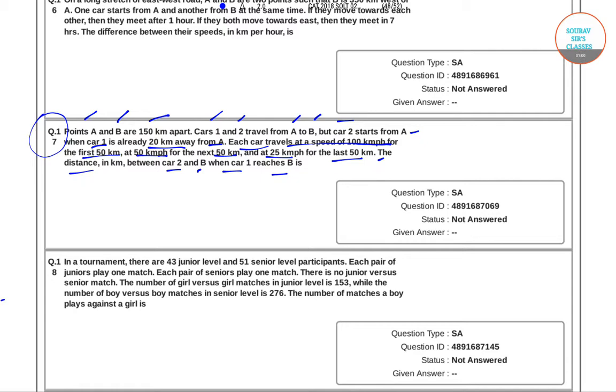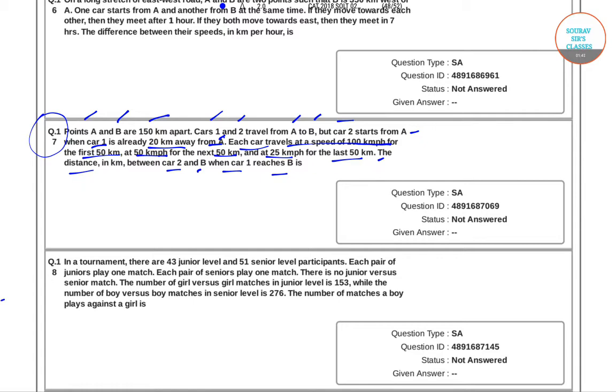So basically we have 2 points A and B 150 km apart. Now we have two cars, car 1 and car 2, and both travel from A to B. But there is a condition. Car 2 will start from point A when car 1 is already 20 km away from point A. Now there is a description of the various speeds of the car throughout the 150 kilometers. For the first 50 km, the car travels at 100 km per hour, the next 50 km at 50 km per hour, and for the last 50 km, the car travels at 25 km per hour.